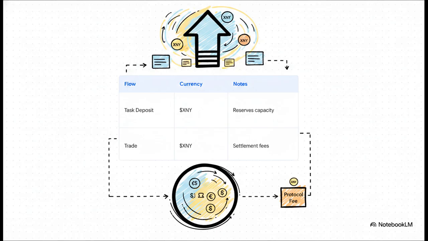So when a user makes a task launch deposit, they're using X and Y to reserve network capacity and enforce SLAs. When ownership trades happen, like transferring bundles, X and Y is used for the settlement and listing fees. And get this, even with marketplace fees where a user might actually pay in stablecoins, there's still a small X and Y protocol fee applied on top. Every single major action requires syncing X and Y into the system, which is what creates this continuous organic demand.